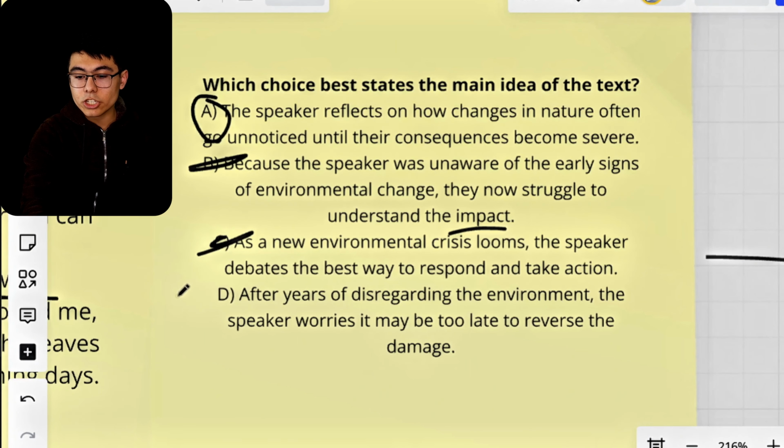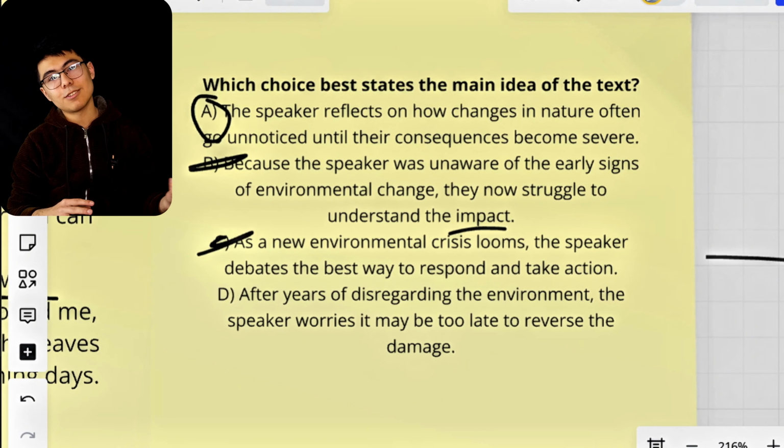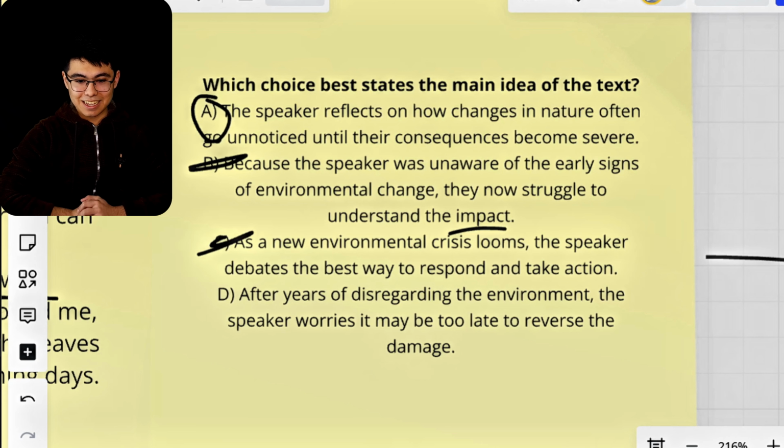Choice D. After years of disregarding the environment, the speaker worries it may be too late to reverse the damage. Well, I guess it's too extreme. That's an example of a choice that shows a too extreme trap. The passage doesn't say the speaker actively disregarded the environment, just that they didn't notice the changes. So that's why D is wrong.